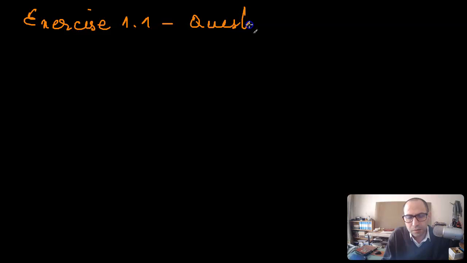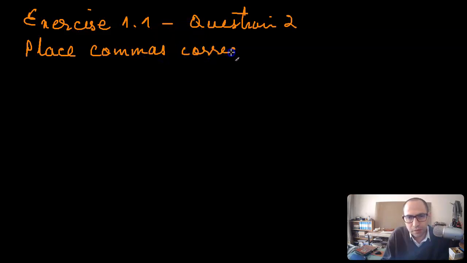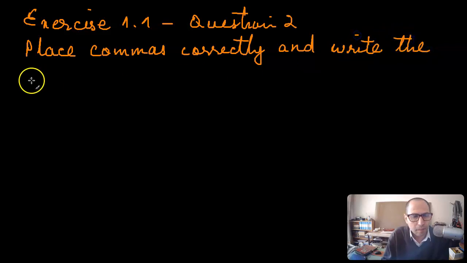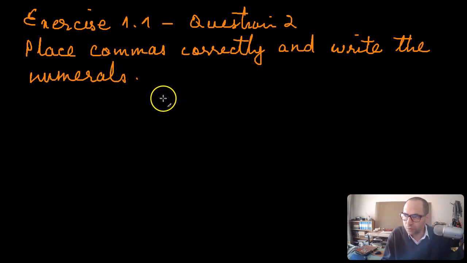So essentially, exercise 1.1, question two. In this exercise, you want to place commas correctly and write numerals. So for example, the first part of this question, part A, is 73 lakh, 75,000, 307.